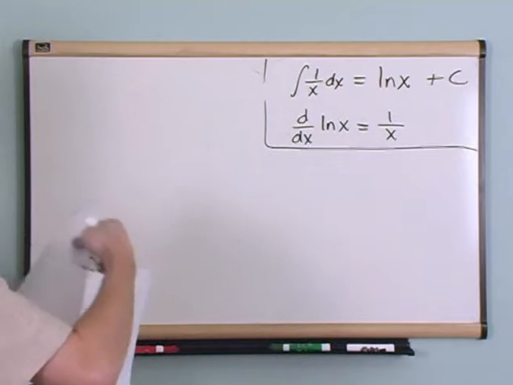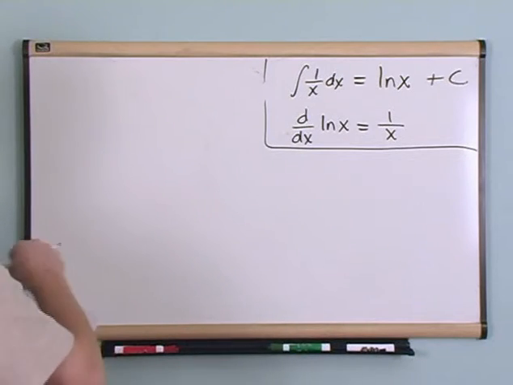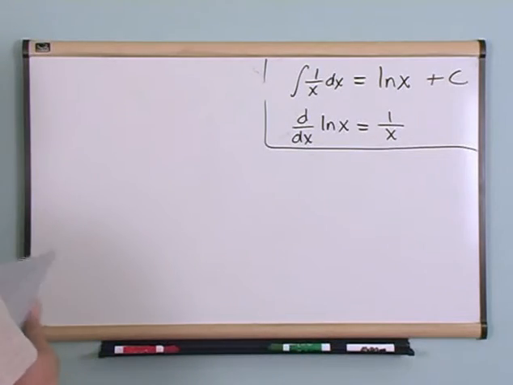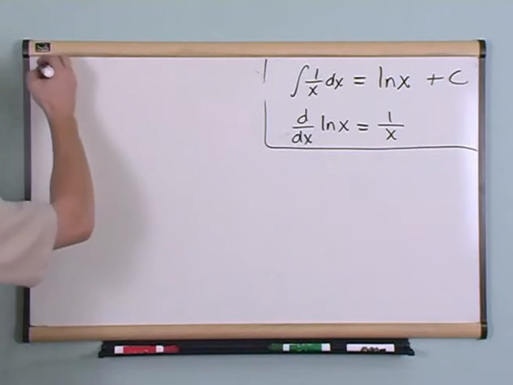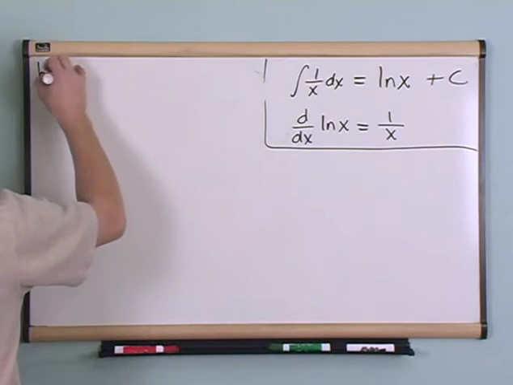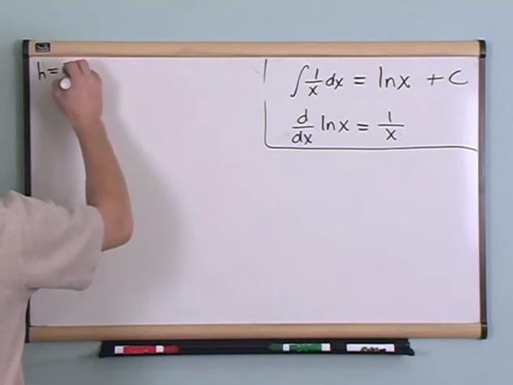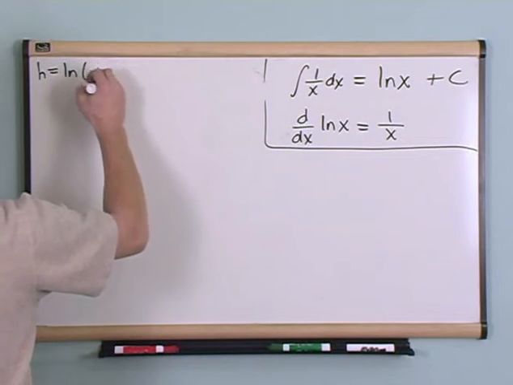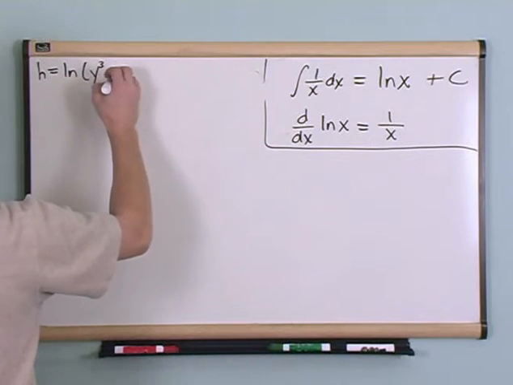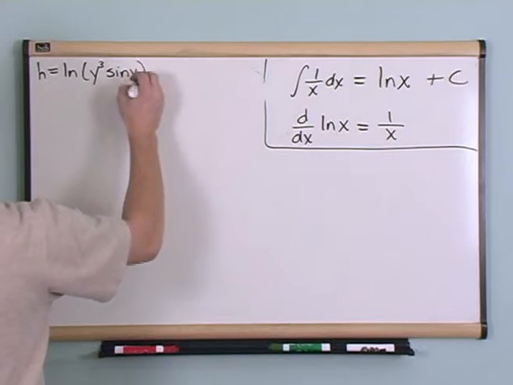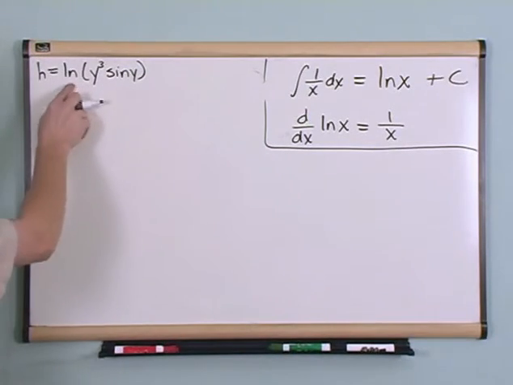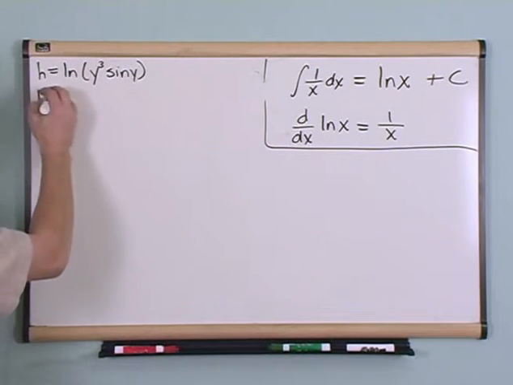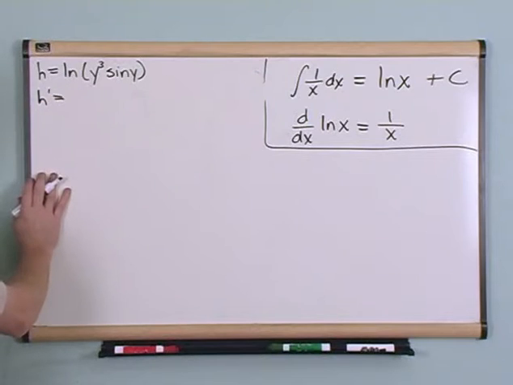So we'll go into a problem that's a little bit, I guess, more complicated. What if you had h, which is some function, equal to the natural logarithm of y cubed times the sine of y, and this is all inside of the natural logarithm, and you want to find this derivative. So how do you do that?